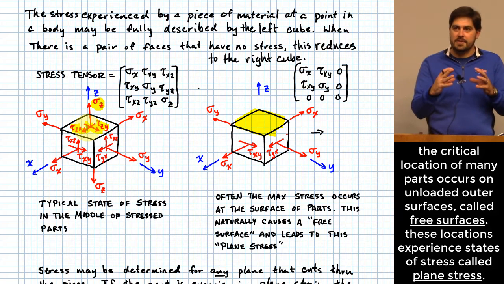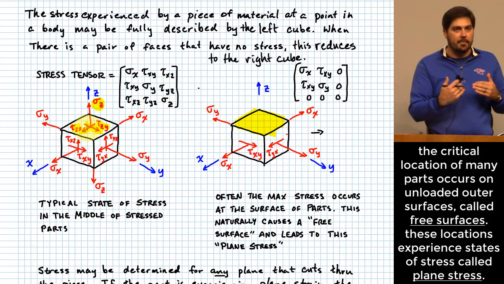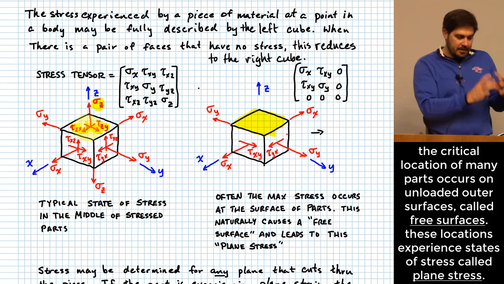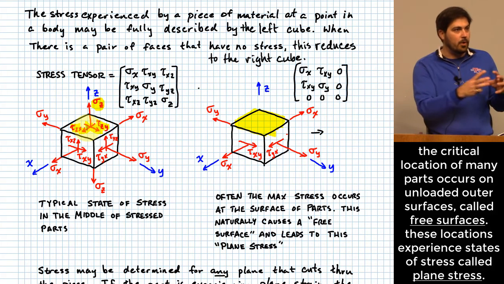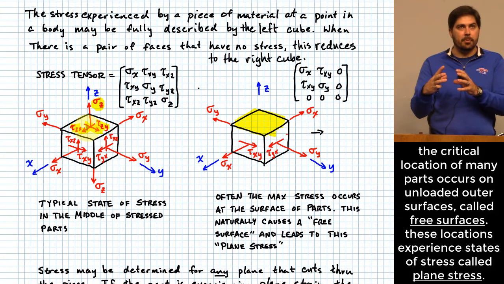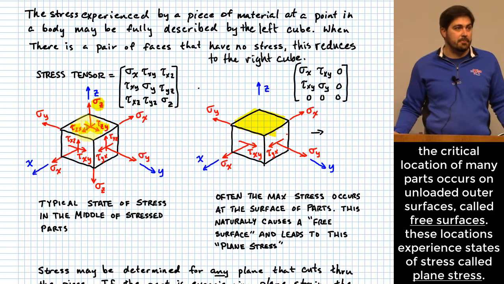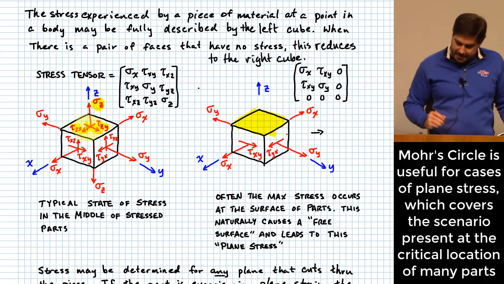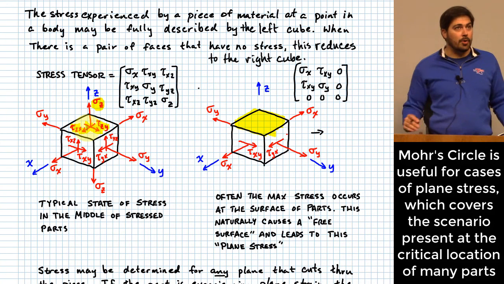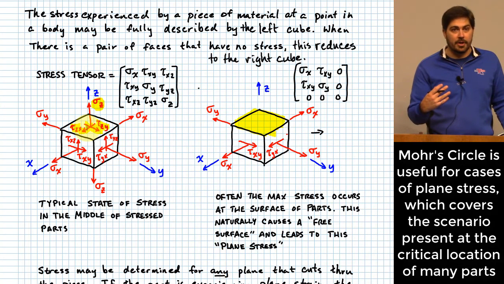So I'm trying to get you this idea that, for any element of material inside of a body at any location, you need these 6 components of stress to fully describe what the stress is at that point. Once you move to the outer surface of a part, as long as the surface is a free surface, it means that you can reduce it down to a state of plane stress. All right? And I may have kind of beaten that to death, but that's where we're going with this. And the state of plane stress is where Mohr's circle is very useful.